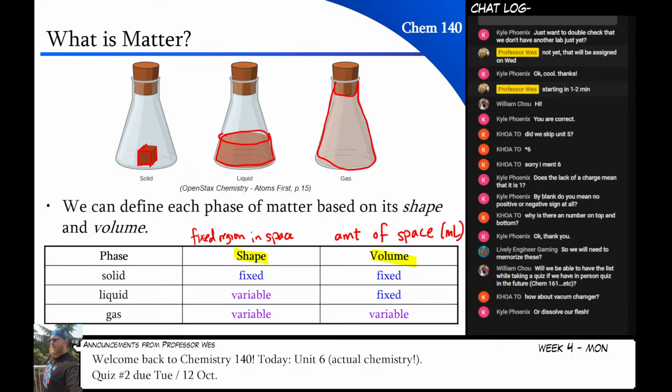Now, what about a liquid? Liquids have fixed volumes. If I pour out 10 milliliters of water, I can put it in any container I want to, and it will still be 10 milliliters. But liquids occupy the shape of their container.